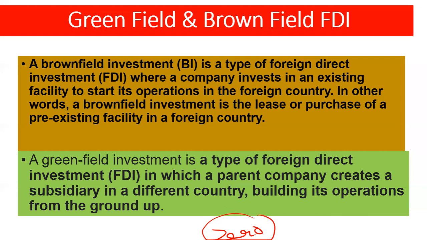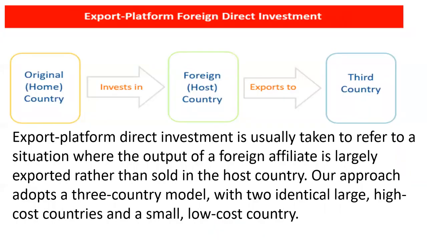Brownfield basically means that you are investing in an existing firm, purchasing or acquiring the firm, after which you can start your operation according to your way in that firm. So this is about brownfield. Brownfield means you will get everything ready-made, and in greenfield you have to start from scratch, from zero. Remember this clue.